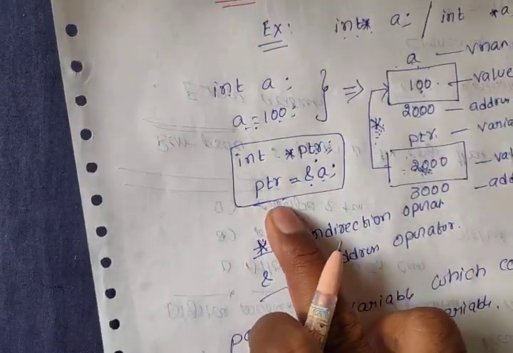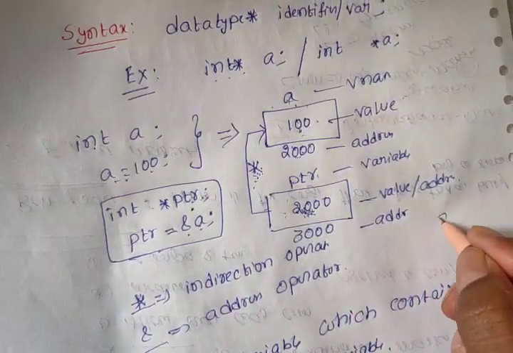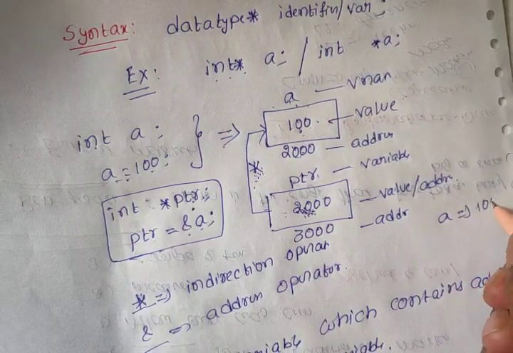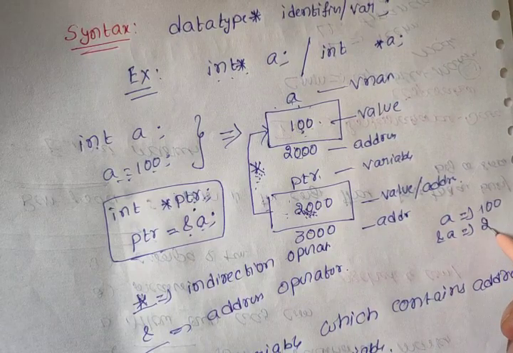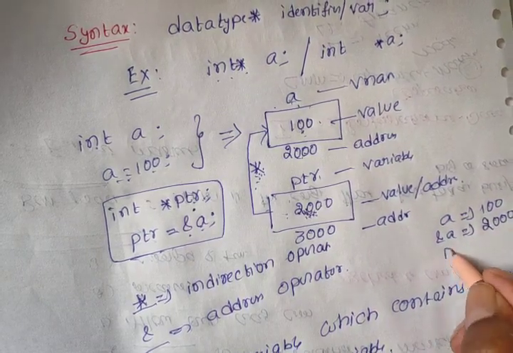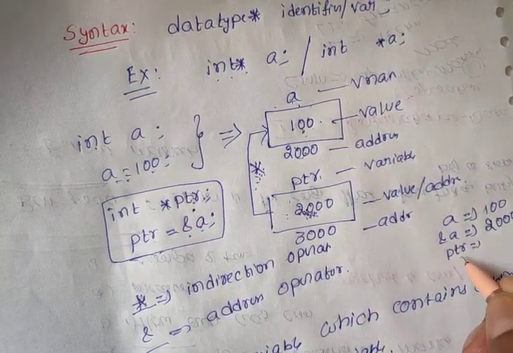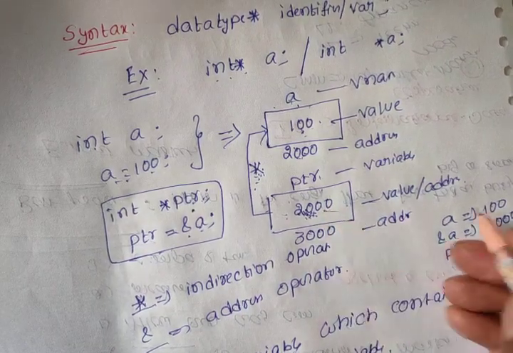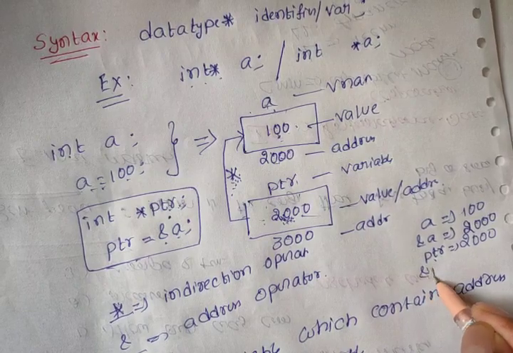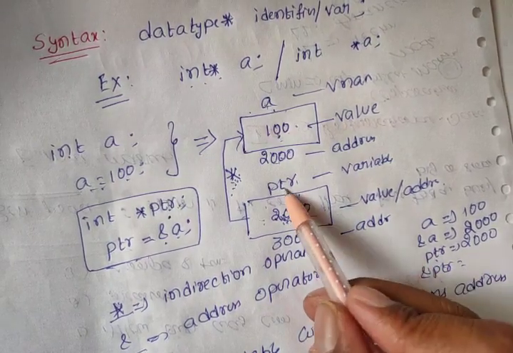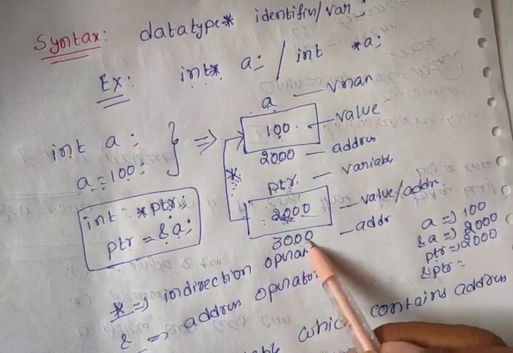Here, if you access a, the value is 100. If you access ampersand a, it is 2000, that means the address of a. What is ptr here? It contains only 2000. What is ampersand of ptr? It means where ptr is located, the address of ptr. That location is 3000.